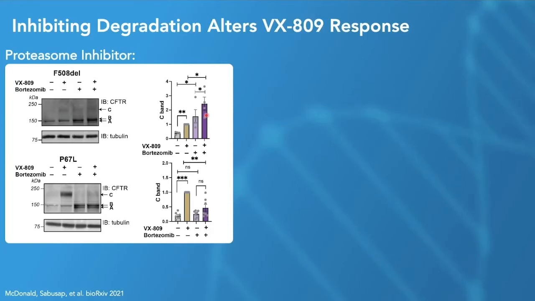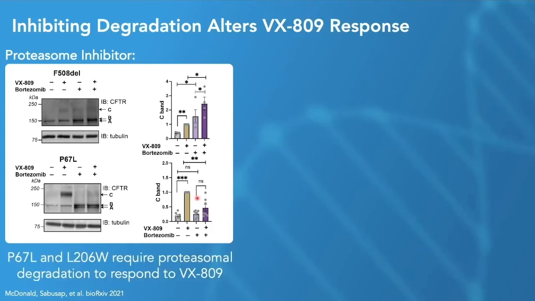But when we now treat it with the combination of corrector and bortezomib, we see additional band C for delta F508, meaning that the correction can occur when proteasomal degradation is inhibited. But this was not the case with P67L. Here we no longer observed restoration of band C, indicating that proteasome degradation is actually required for correction.